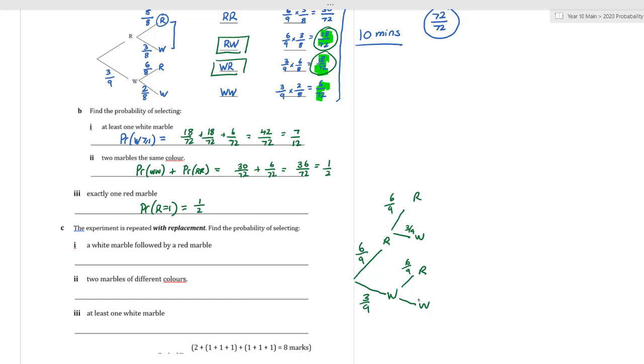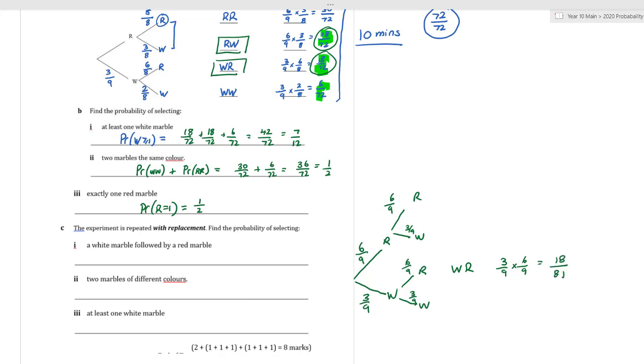6 out of 9 again, and that's 3 out of 9. So now what we can do is have that in the background, and let's go and work out the probability of a white marble followed by a red marble. Well, that's going to be this guy over here, white, red. So the probability of that is 3/9 times 6/9, which is the same as 18 over 81.